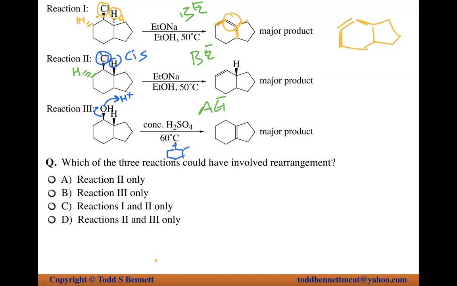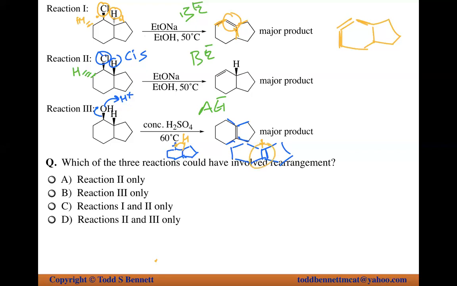Actually, let me write this a little bit better. And that H that's being showed so proudly there can rearrange over. So I'm now going to end up with my plus charge now on this carbon. And then I can eliminate this H and get a double bond that is 1, 2, 3, 4, tetra-substituted. 1, 2, 3, 4. So this double bond right there is one will form.